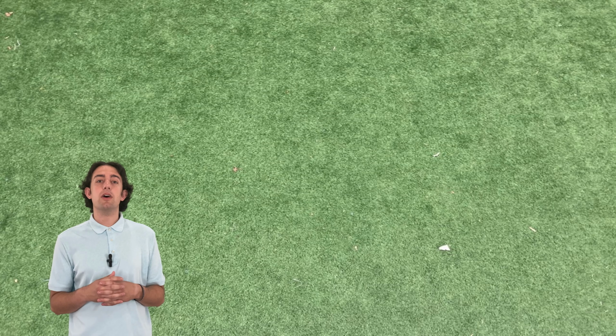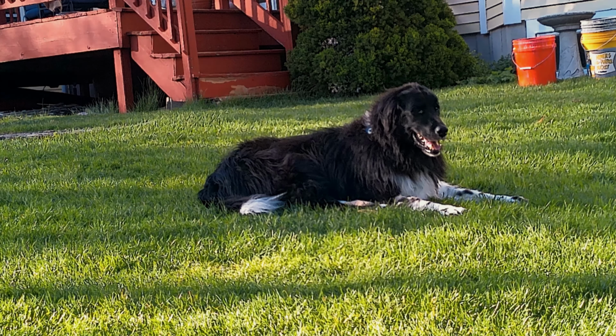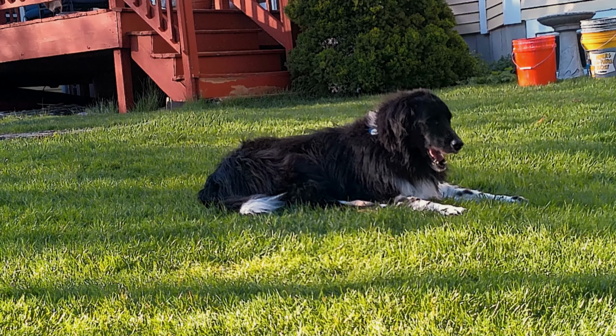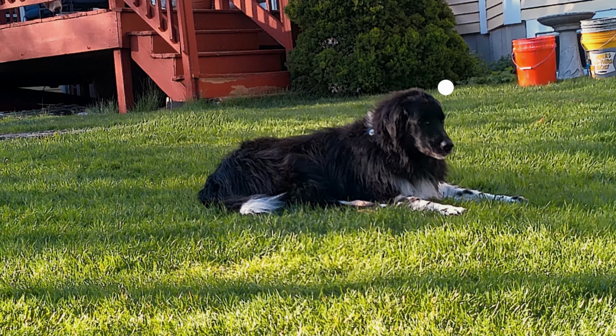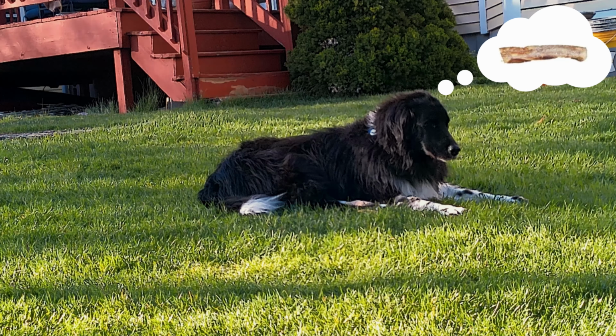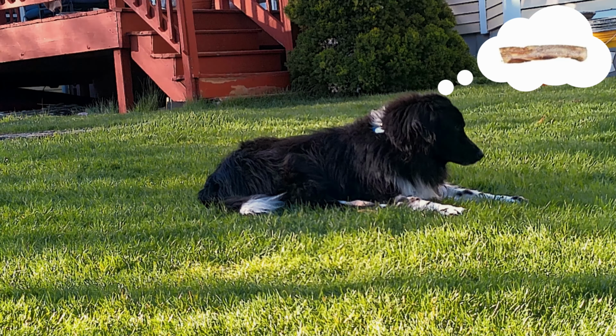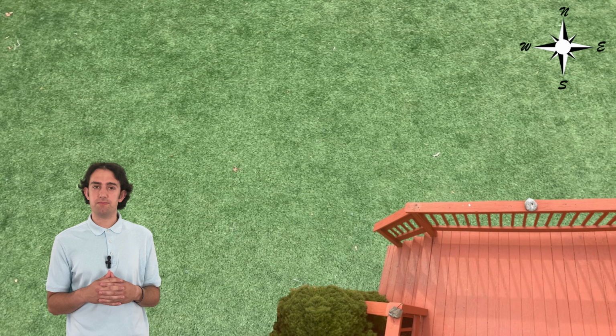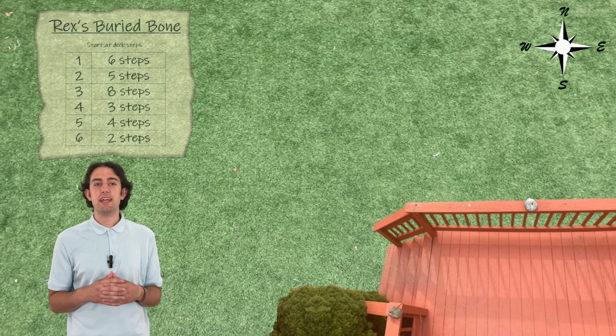In this video, we will be introducing vectors. As Rex sits in his backyard on a hot summer day, he begins to dream of chewing his bone. However, he is not exactly sure where he buried it. Fortunately, Rex made a treasure map, so he will be able to locate his bone. Here is the map.